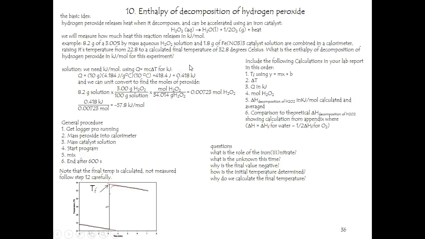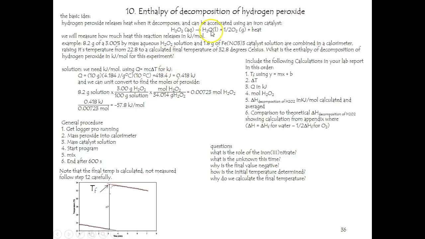Okay, hi. In this experiment, which is entitled the enthalpy of decomposition of hydrogen peroxide, we're going to take some hydrogen peroxide, add an iron catalyst, place it in a calorimeter, which is essentially an insulated container, and see how much heat is released. From that, we should be able to find the enthalpy of decomposition of hydrogen peroxide in kilojoules per mole. So the basic idea is that hydrogen peroxide releases heat, so it's an exothermic reaction when it decomposes, and we can accelerate that process using an iron catalyst.